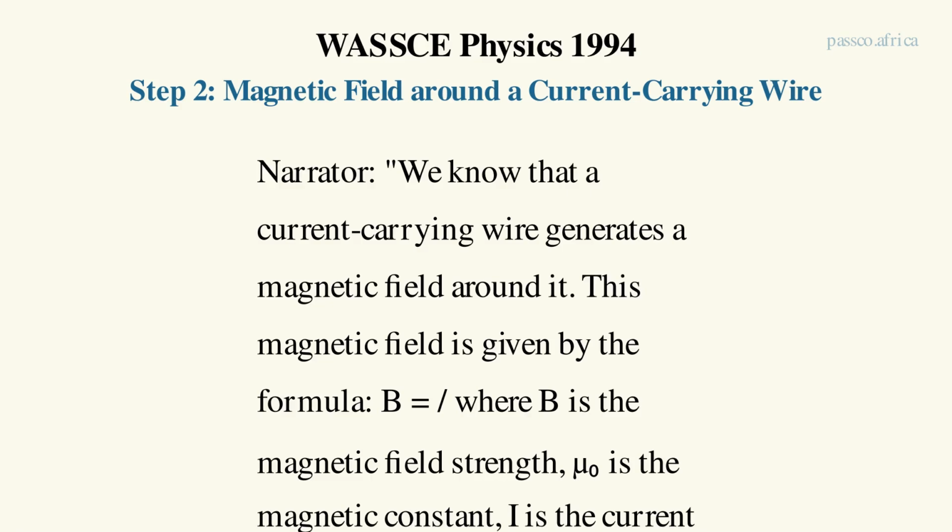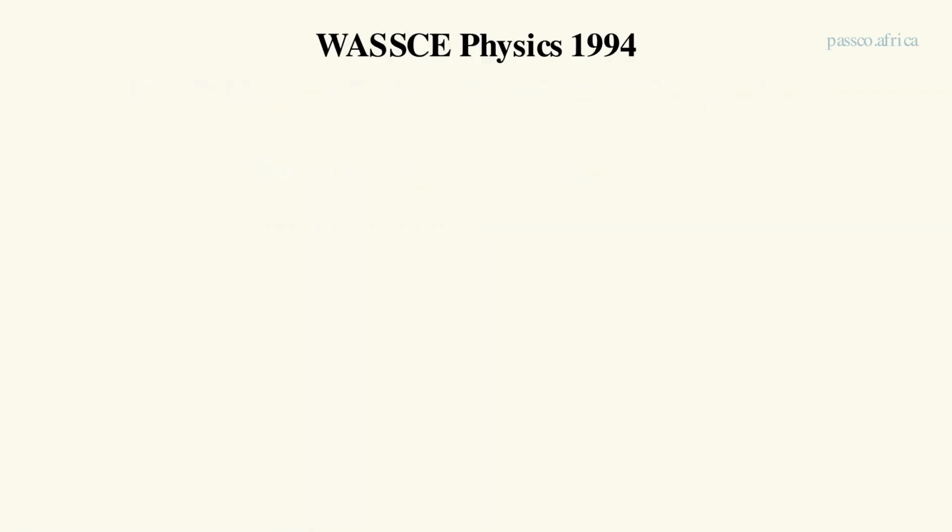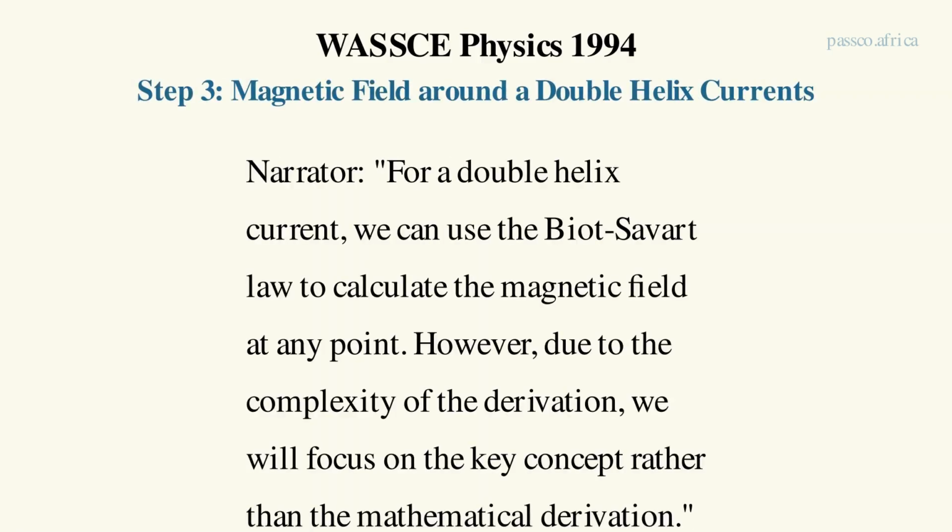Step 3. Magnetic field around a double helix current. Narrator. For a double helix current, we can use the Biot-Savart law to calculate the magnetic field at any point. However, due to the complexity of the derivation, we will focus on the key concept rather than the mathematical derivation.